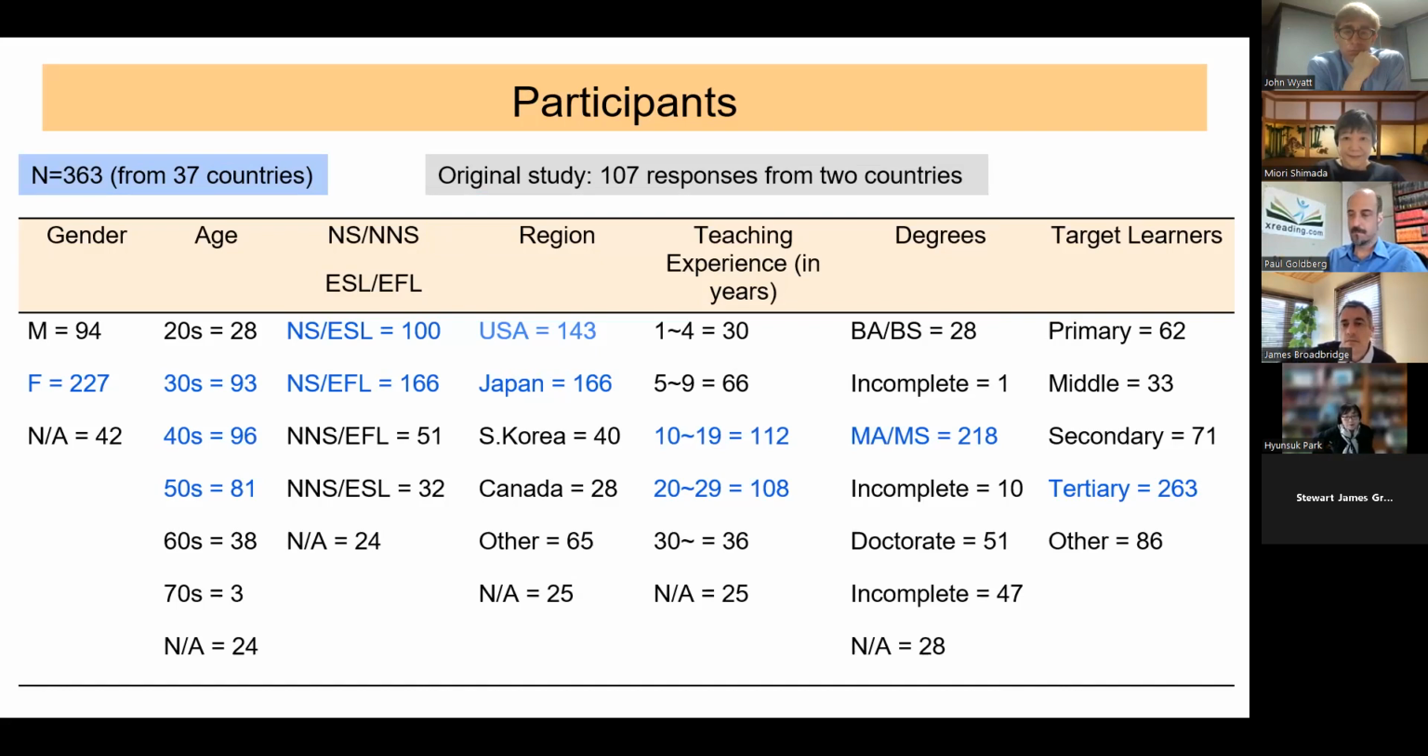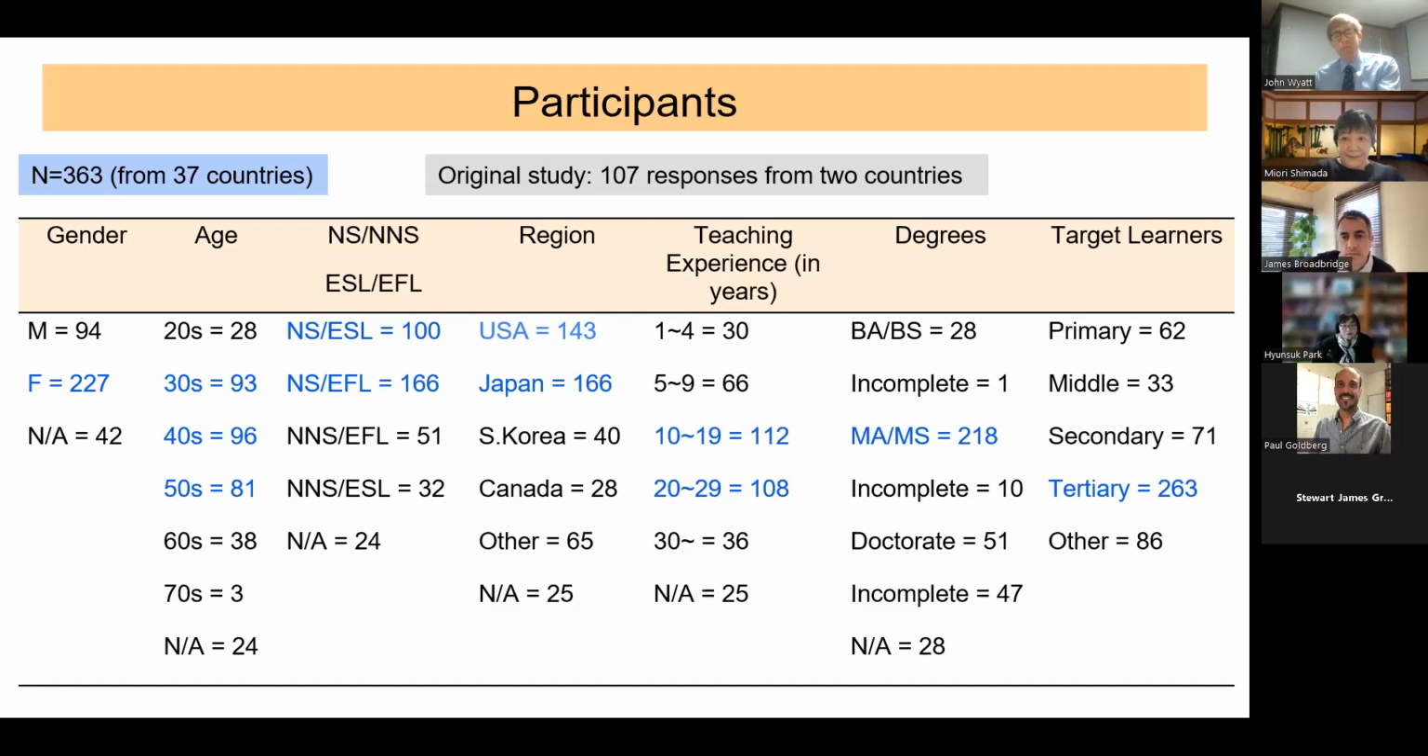Ages ranged from 20s to 70s. Participants in their 30s to 50s account for about 74%, and most of them had taught English for between 10 and 29 years. About 90% of the participants either held master's or doctorate degrees or were attending graduate school at the time of the study. Also, about 73% of the respondents identified their target learners as university and college students.